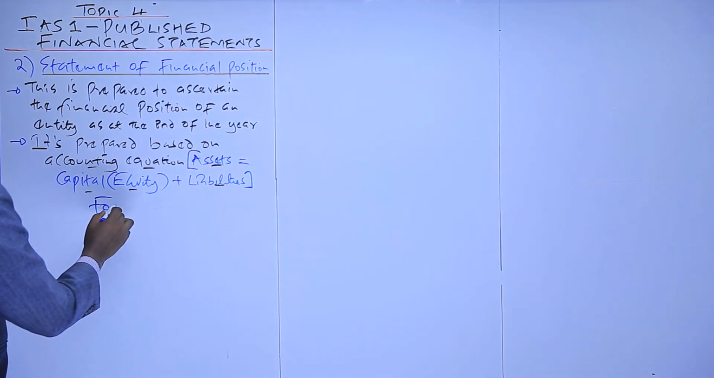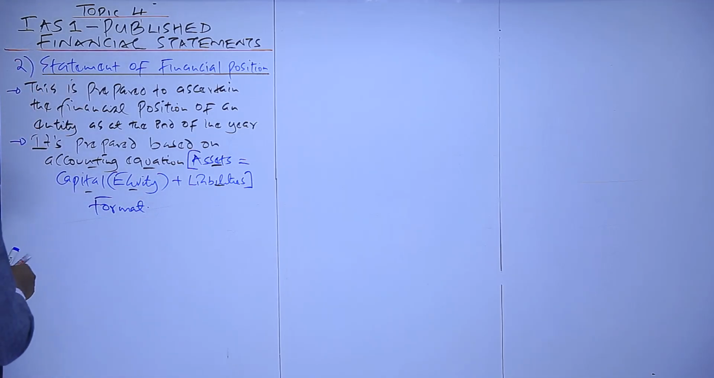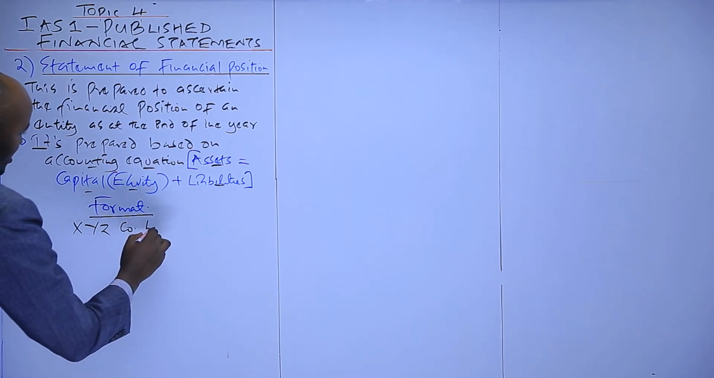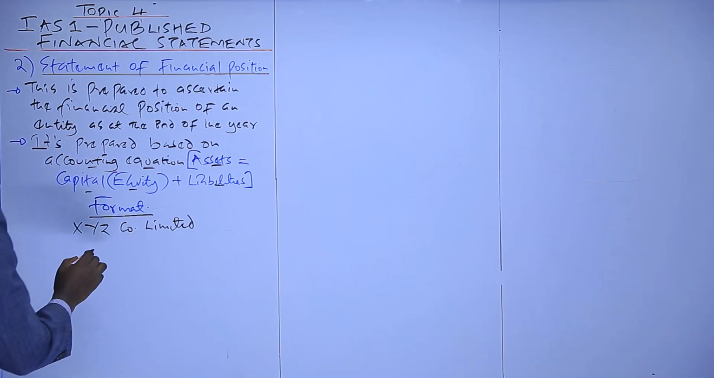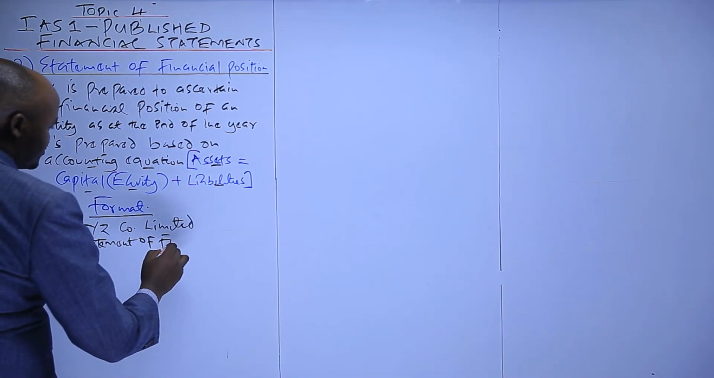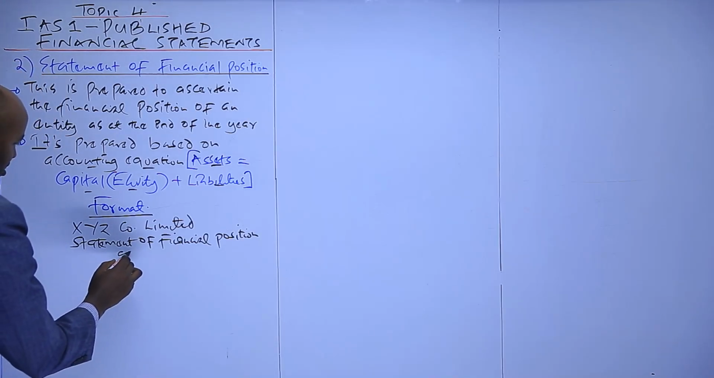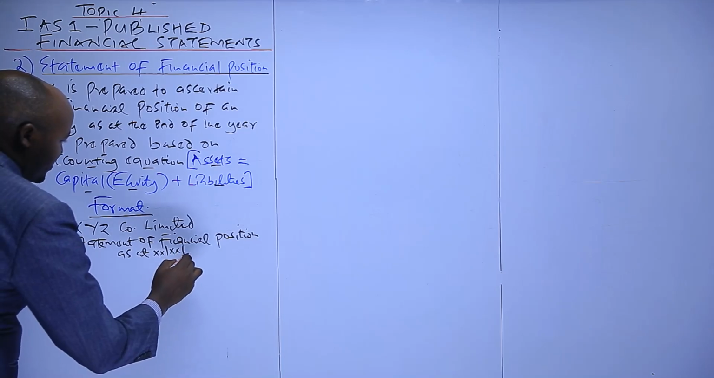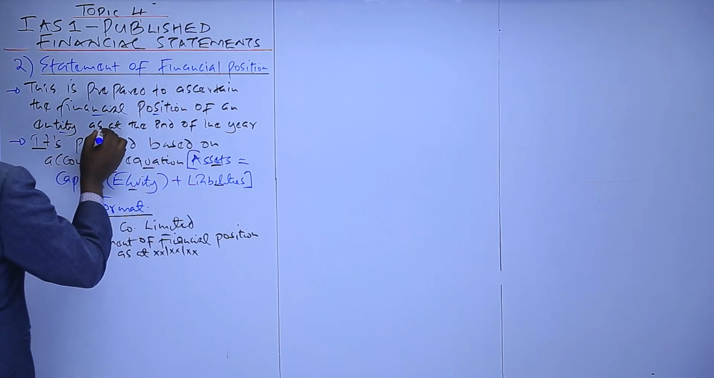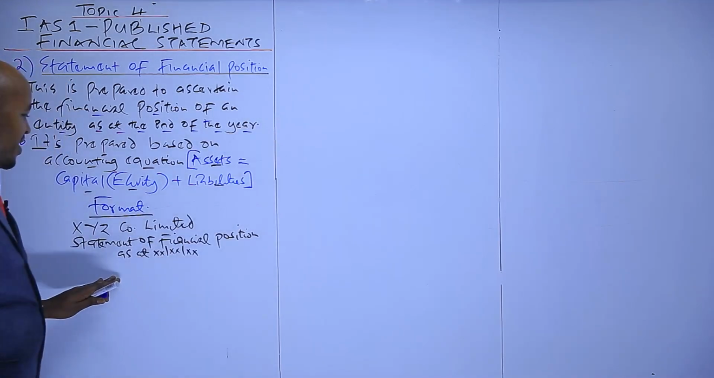And we can now look at the format. How do we present this? A statement of financial position. Assuming we are preparing this for a company called XYZ Company Limited, the first thing you should always have is the title, the name of what we are preparing. We are preparing a statement of financial what? Position. It is important to note that we prepare it as at the end of the year, because I've said that this is prepared to ascertain the financial position of an entity as at the end of the year.